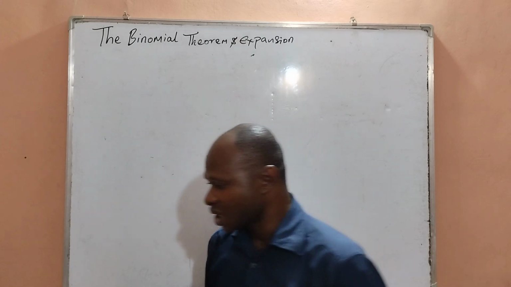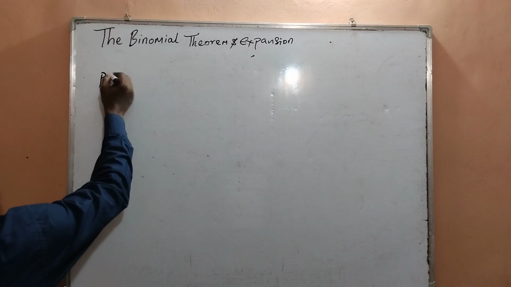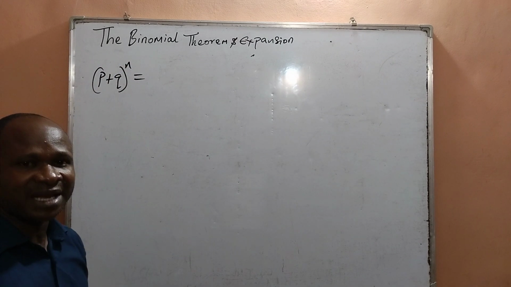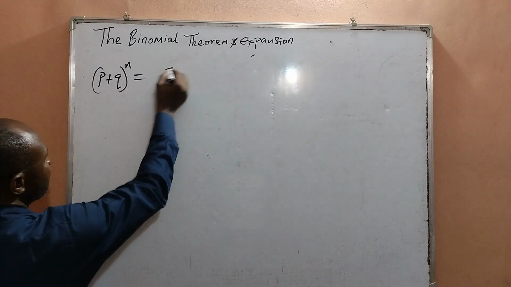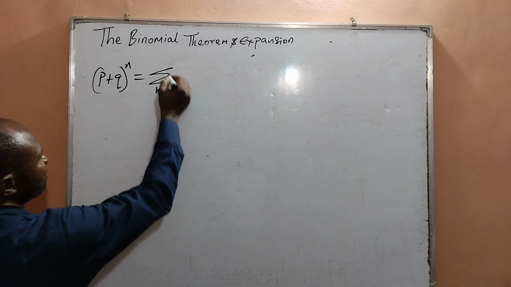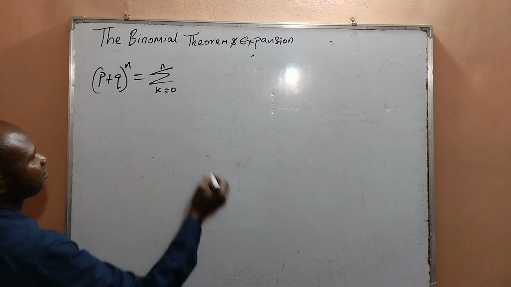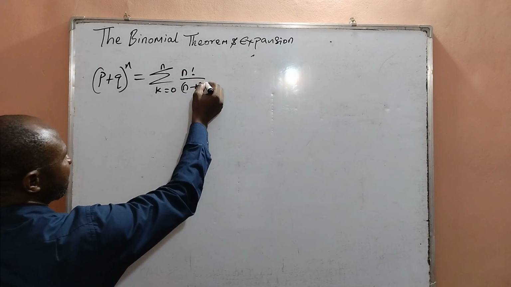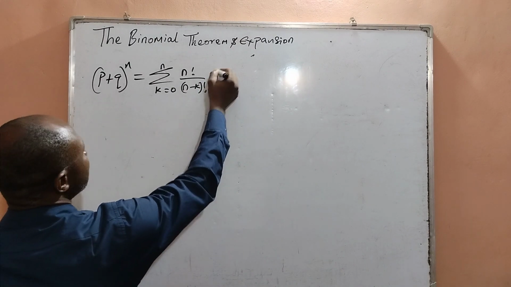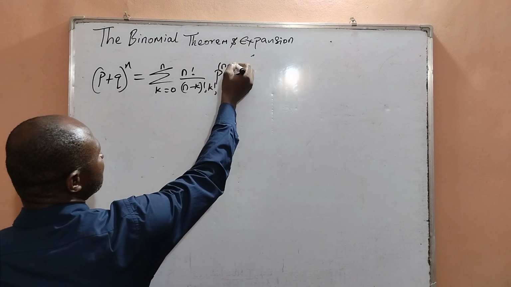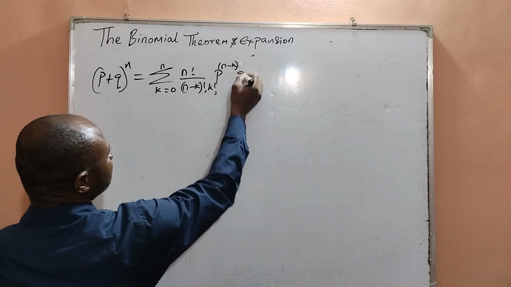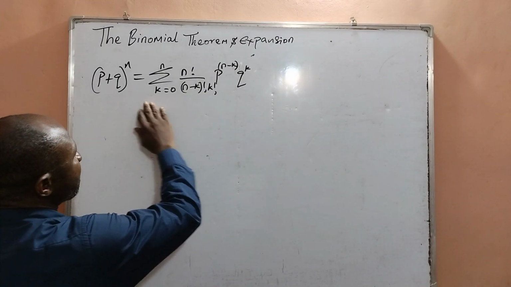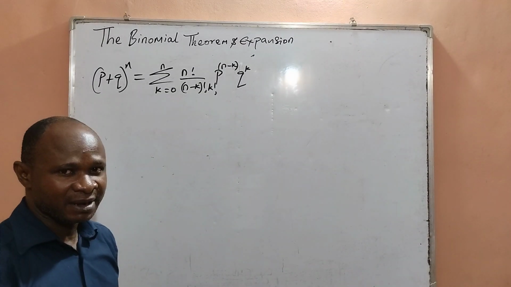If I am given (p + q) raised to the power n, in the first video I said that the expansion formula is given by the summation of k starting from 0 to n of n factorial all over (n minus k) factorial, then k factorial, then we have p raised to the power n minus k, then q raised to the power k. This is the formula. This formula can help us to expand any type of binomial expansion.